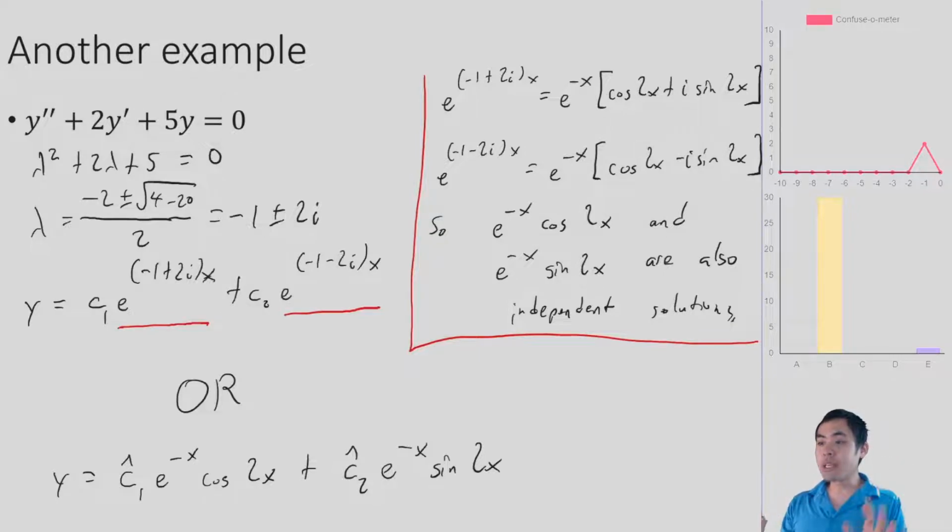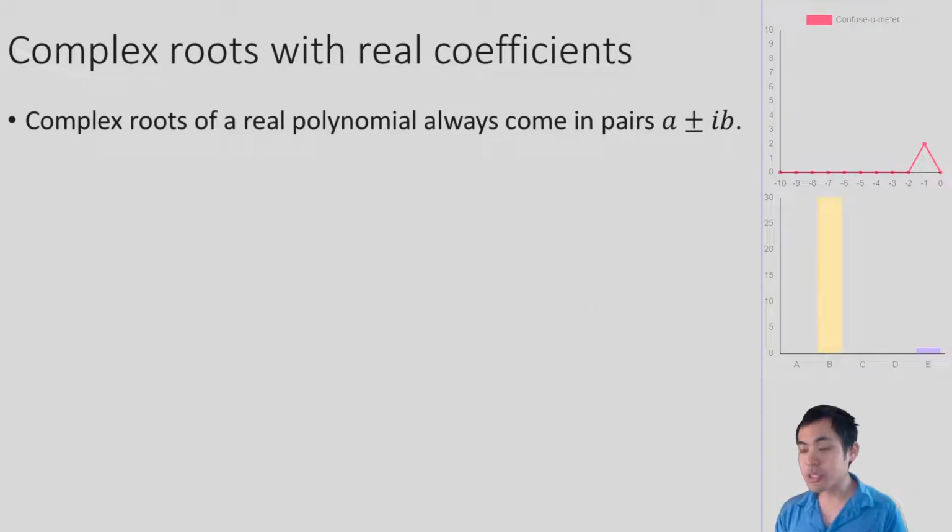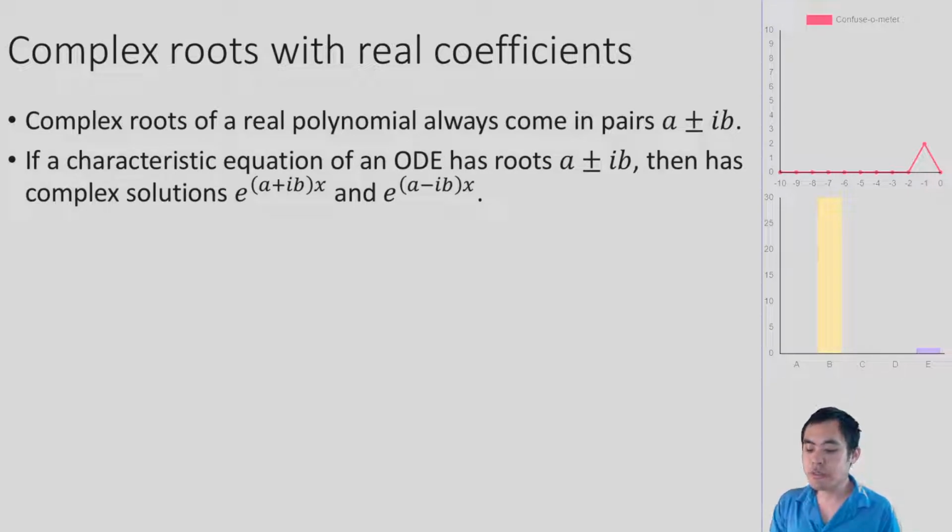So basically what we're doing is we're taking these complex exponentials, breaking them apart into two different pieces, and then using those two pieces as the independent solutions we combine together to get a general solution. And let me summarize this all together on the next slide, which is: complex roots of a real polynomial always come in pairs a plus or minus ib. This is just a fact. If a characteristic equation of an ODE has roots a plus or minus ib, then we get these complex solutions, e^((a+ib)x) and e^((a-ib)x).